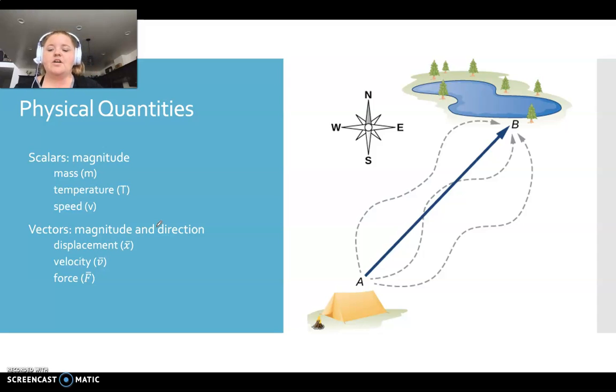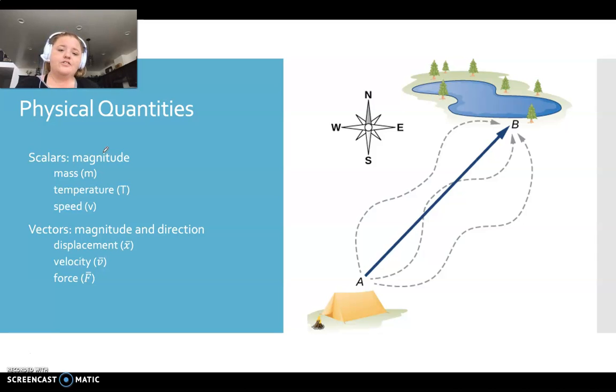Okay, so we have two types of physical quantities that we look at, and that is going to be scalars and vectors. So scalars are things that we tend to talk about typically. So they just have a magnitude. Okay, so mass is one, temperature, speed, distance is one. Anything that has a magnitude.